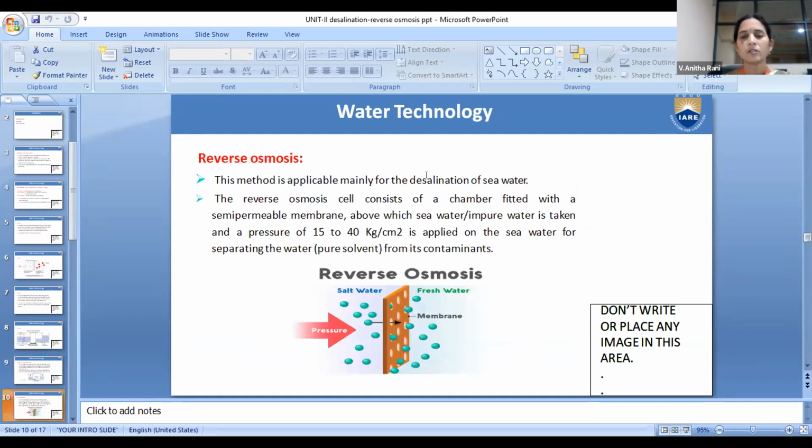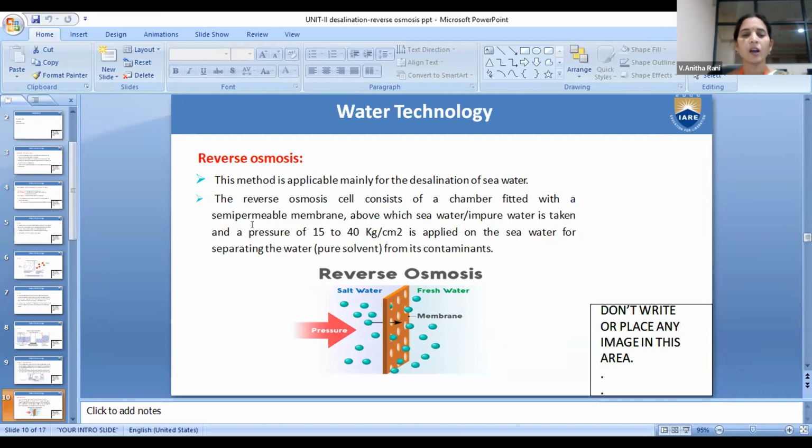This method is applicable mainly for the desalination of seawater. It is a very good method. We can take the seawater and go for the reverse osmosis method, and collect the water by following this method. That water we can use for domestic purpose and industrial purpose.